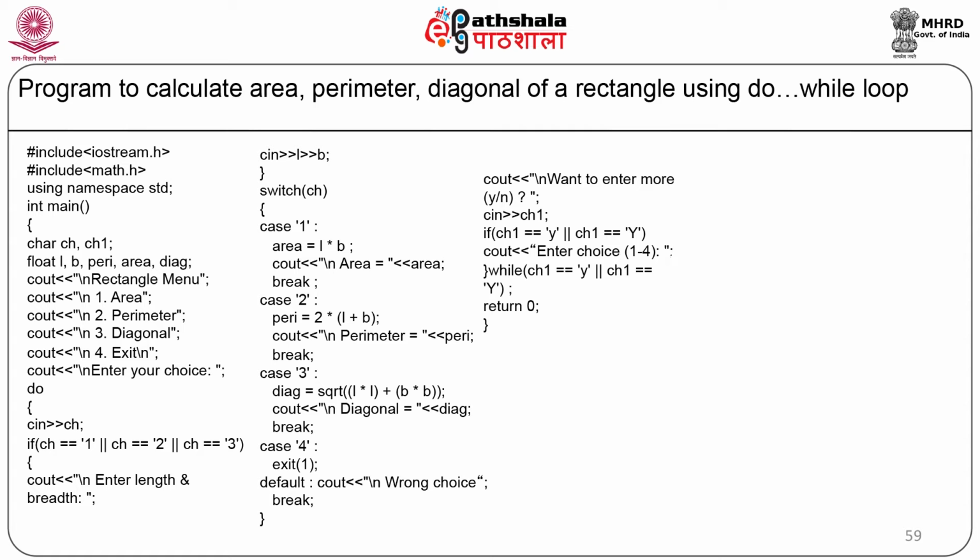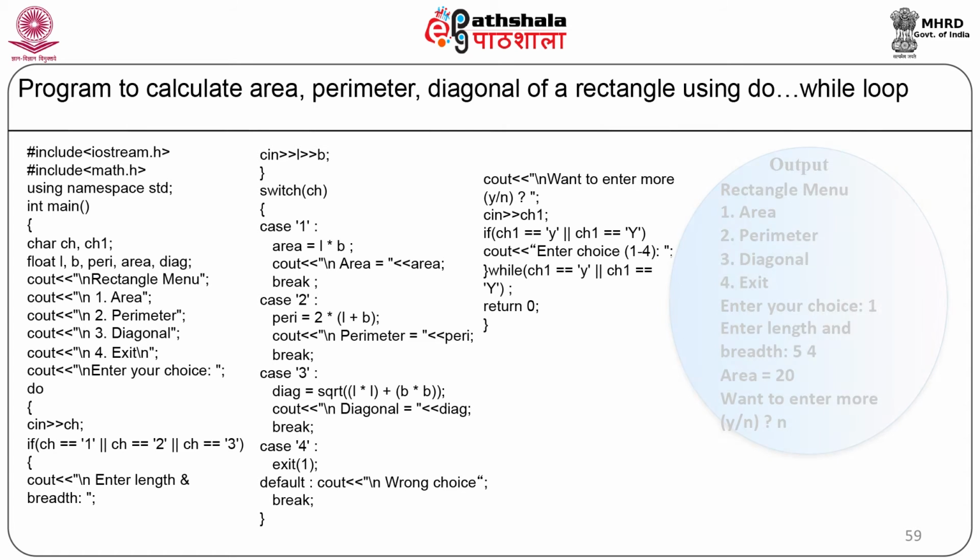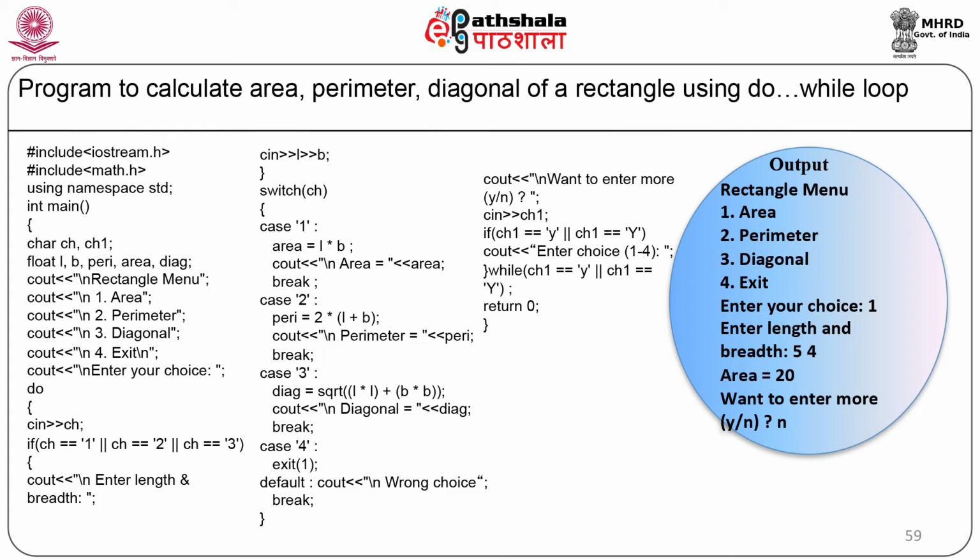When the above code is compiled and executed, it will display the menu as 1 for area, 2 for perimeter, 3 for diagonal, 4 for exit.